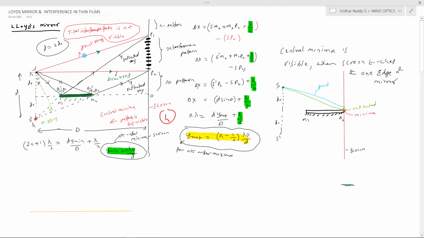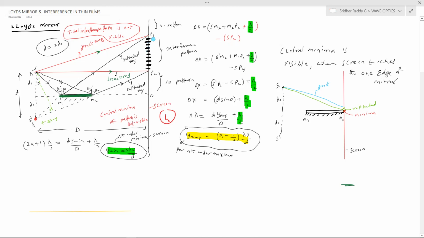Is there any path difference between the direct ray and the reflected ray? Look at these two. Yes, there is a path difference. If this path difference equals n lambda, we get maxima. If the path difference equals (2n minus 1) lambda by 2, we get destructive interference, or minima. So on the screen we notice alternate bright and dark bands. Why are these interference bands noticed? Due to superposition of direct waves and reflected waves.